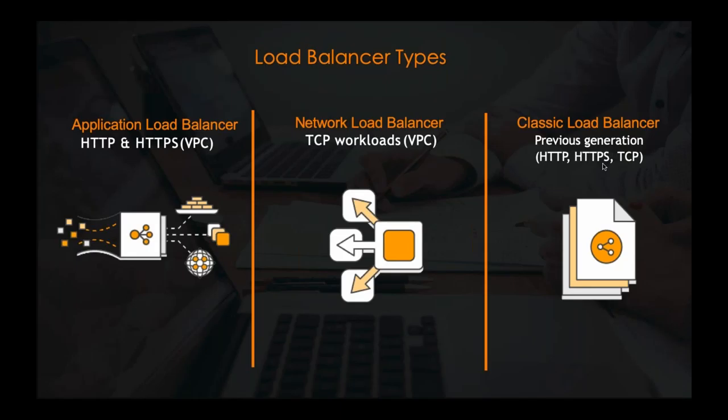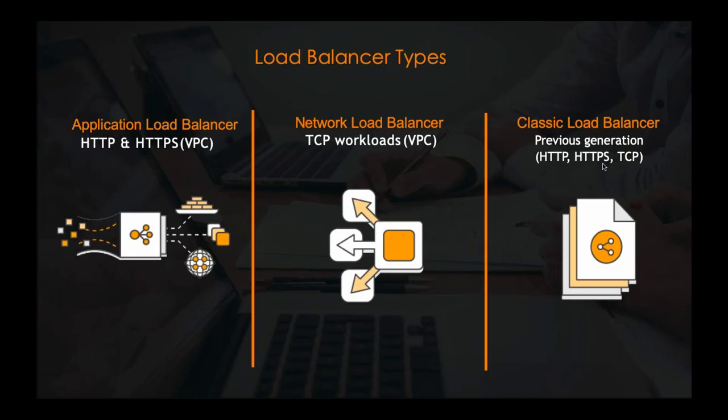Now coming to the application side, the application load balancer only supports HTTP and HTTPS requests. No other TCP port is allowed, only ports 80 and 443. Whereas with a network load balancer, all TCP workloads are allowed. All TCP ports from 0 to 65,000, you can enter any port that you want.